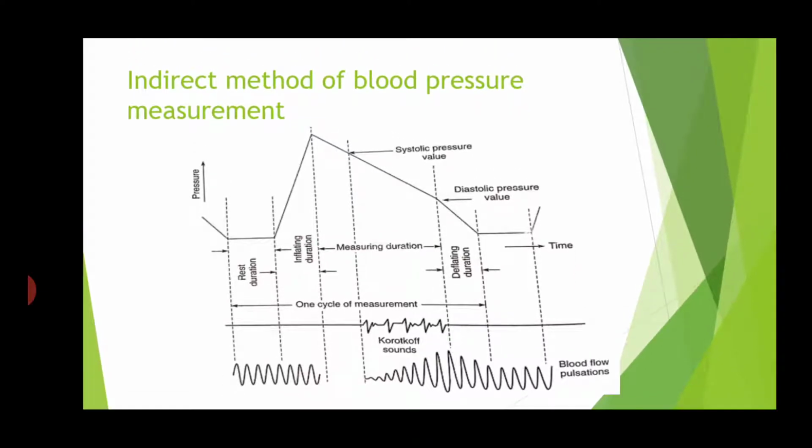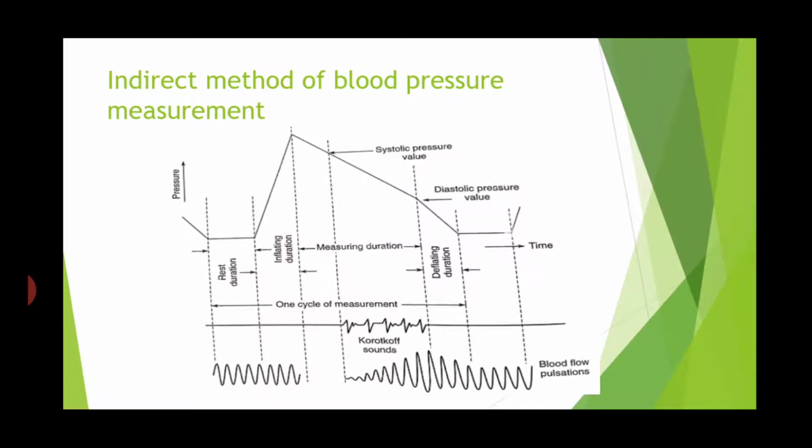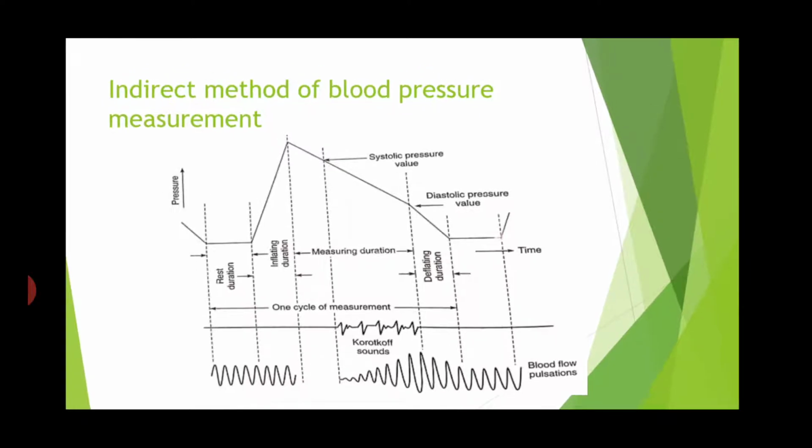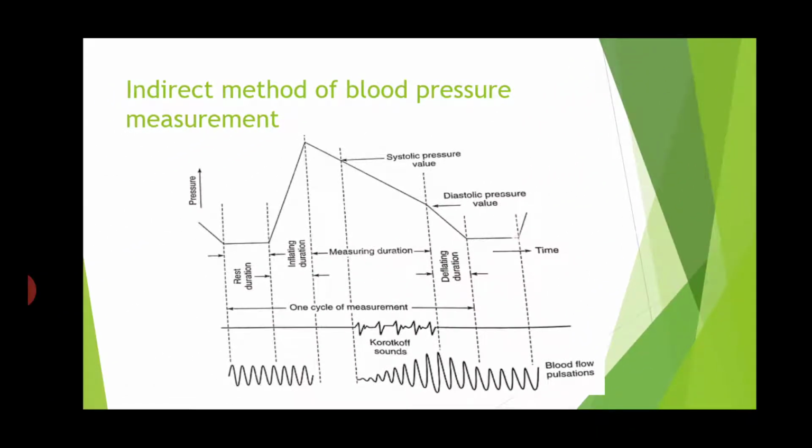Then about the sound. Till you reach the systolic pressure, you have to show a straight line, which means there is no sound. Once you reach the systolic pressure, then you have to show the sound waveform, meaning a sound, and then up to the diastolic pressure. After the diastolic pressure, again don't show the waveform. So this one is the waveform of the indirect method of blood pressure measurement.